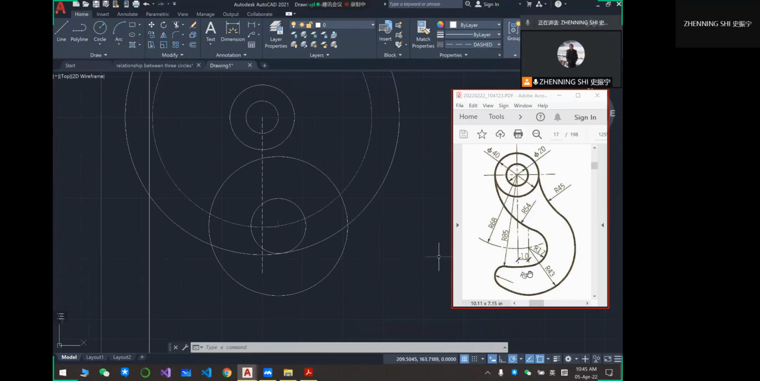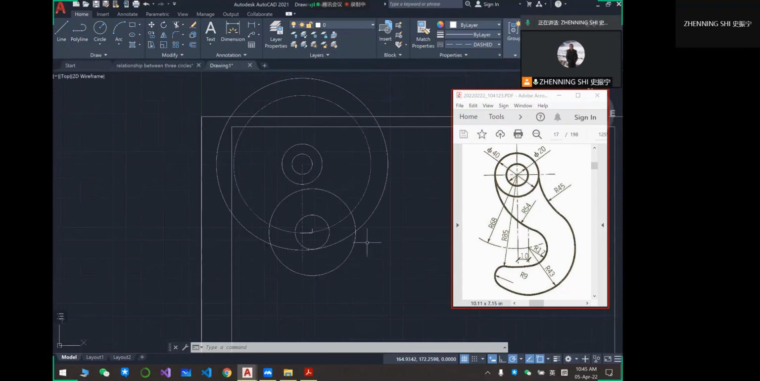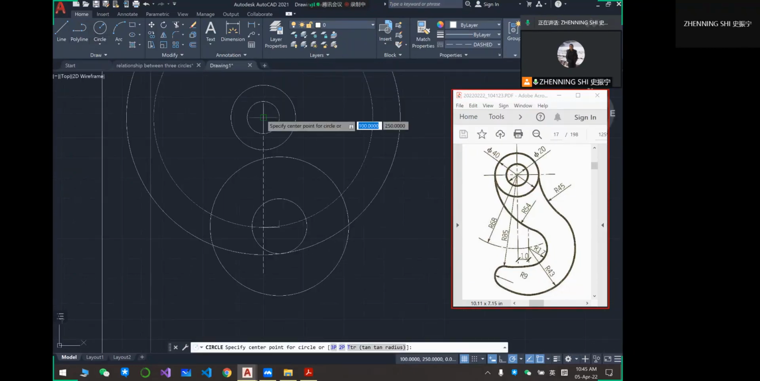Okay. So now the next step is to draw the R9. You can see the circle R9 is inscribed with R43 and circumscribed with R85. So can you think, you can find the first auxiliary line is the first one is inscribed.